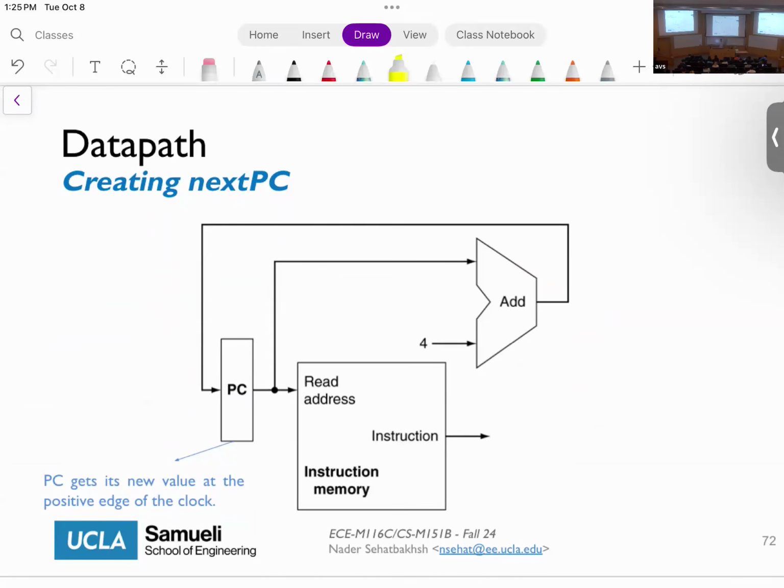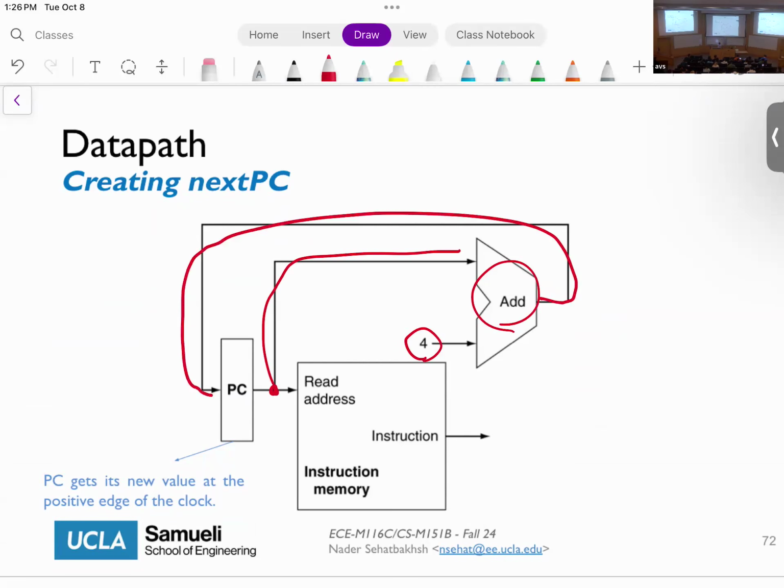So the first thing we're going to do is create our next PC. That's a very simple thing to do. All right? So how do we create our next PC? We're going to take the PC, and I'm going to put an adder that basically all it does is add a hardwired 4 to the PC, and I'm going to connect that result back to the PC, okay? And remember, this is a clocked signal, which means that at the next positive edge of the clock, the value of next PC is going to be stored in PC.